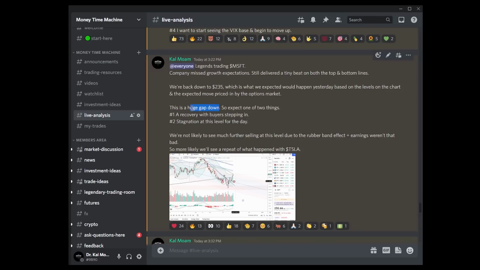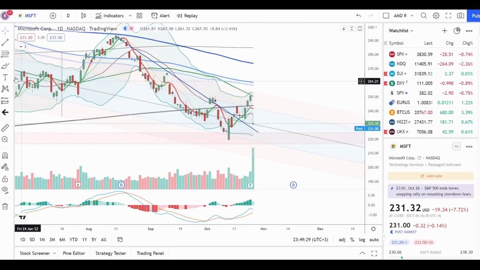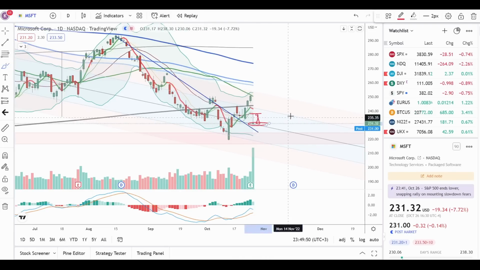This is a huge gap down, so expect one of two things. One, a recovery with buyers stepping in. Two, stagnation at this level for the day. Now, very interestingly, we ended up seeing both, right? We had a rally develop early in the day and it topped at midday, and then we had a sell-off that took us all the way back down to the same opening price.